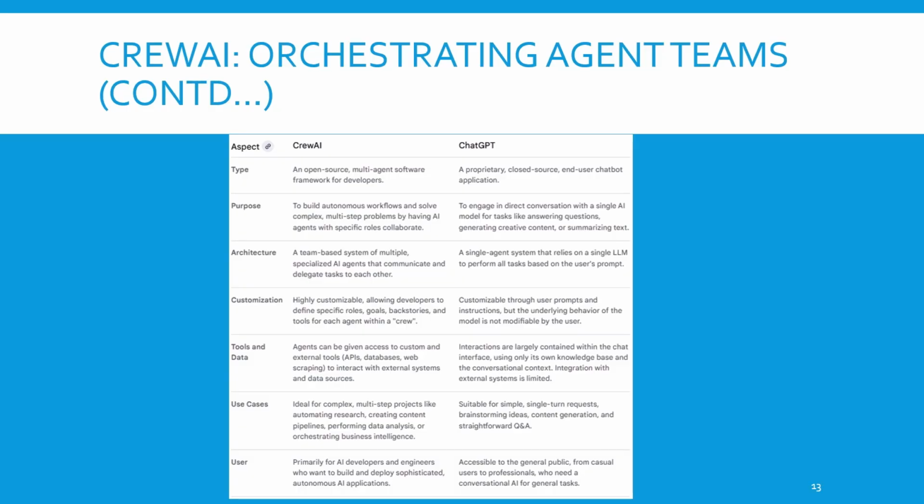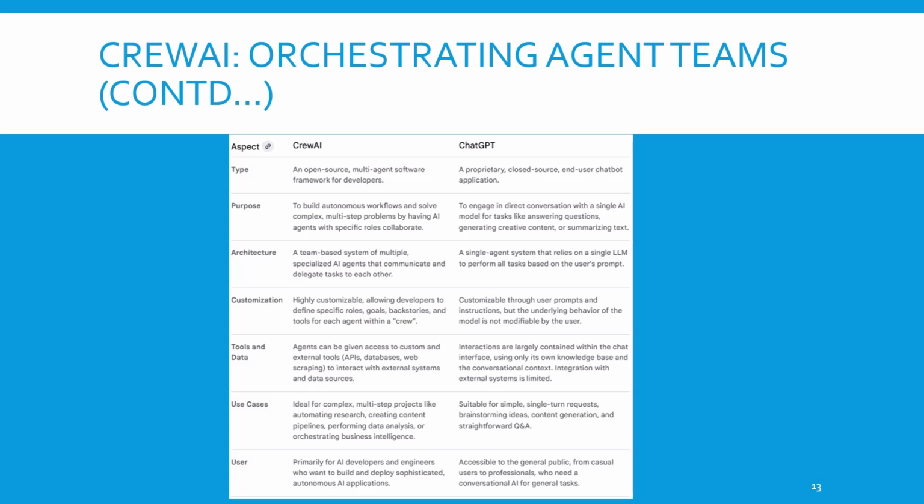CrewAI again is an open source multi-agent software framework for developers, and ChatGPT is a proprietary closed source end user chatbot. The purpose of CrewAI is to build autonomous workflows and solve complex multi-step problems, while ChatGPT is for direct conversation. CrewAI's architecture is a team-based system of multiple specialized agents communicating, collaborating with each other, and delegating tasks to each other. ChatGPT is a single agent system, and it's not an agent per se. CrewAI is customizable, and ChatGPT is customizable only to the extent of the user prompts.